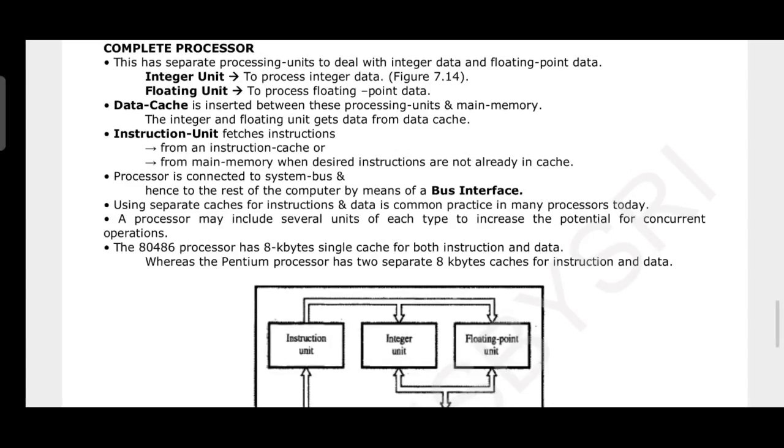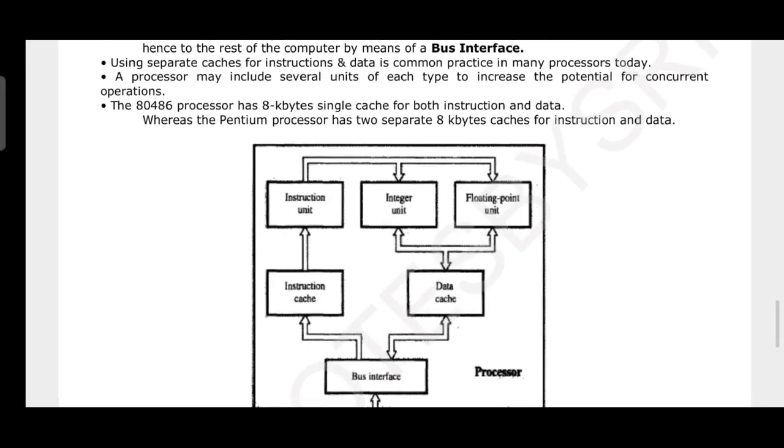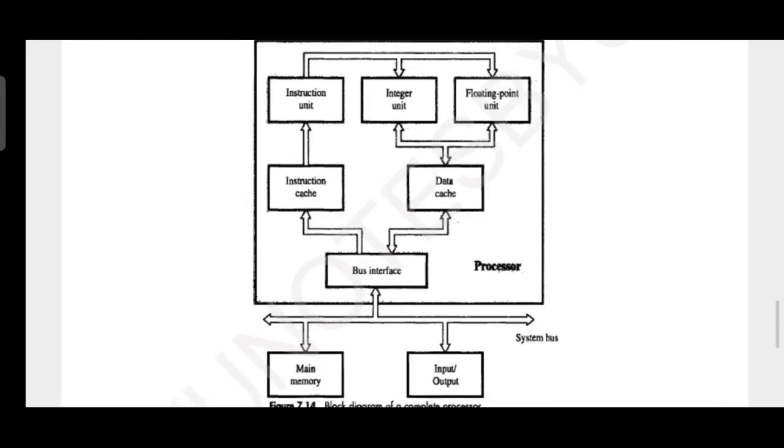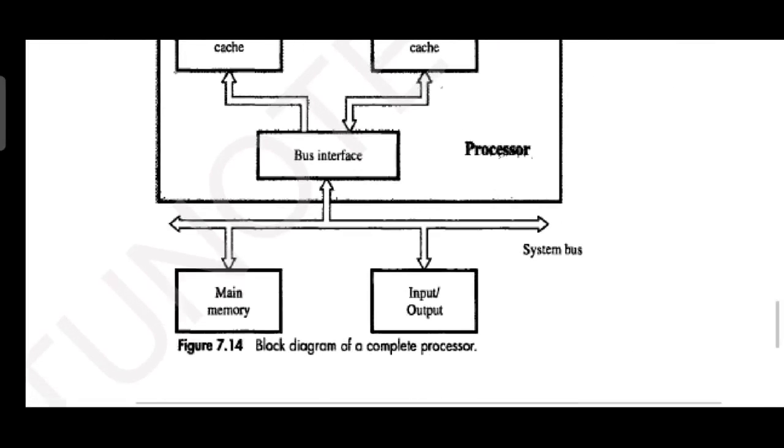Next is about the complete processor. See, complete processor organization is a very simple thing. If you understand the diagram, you can easily write it in your own words. You can find the bus here. See, the single bus is there right from the first module. We are studying about this.